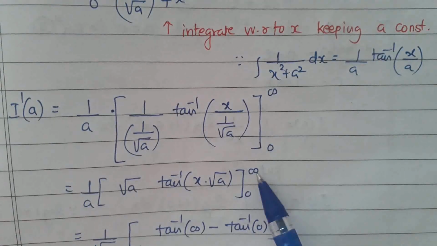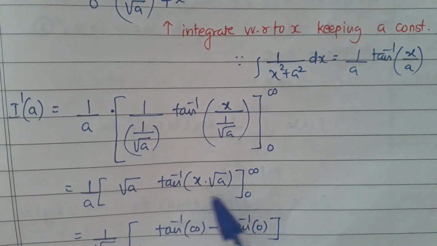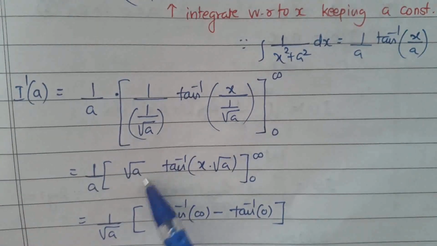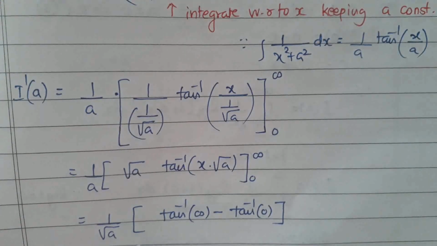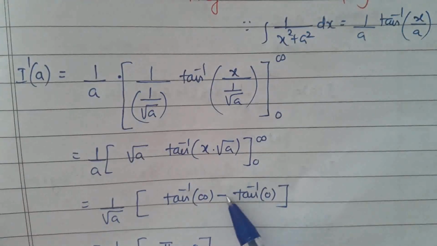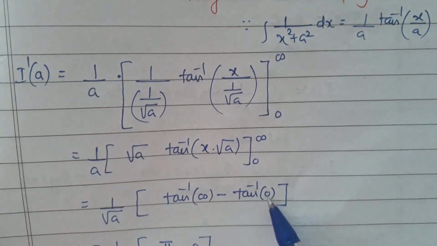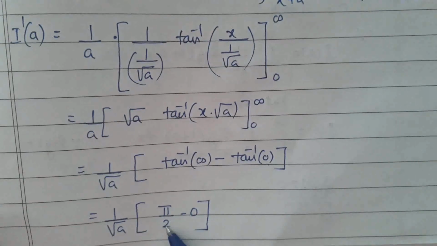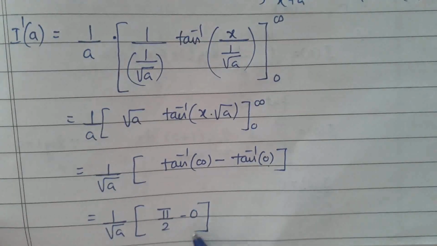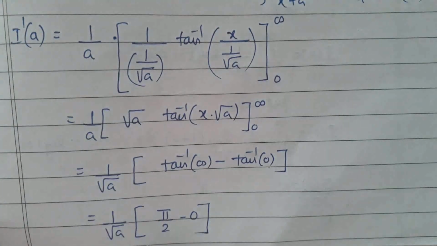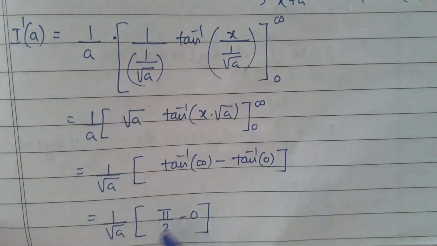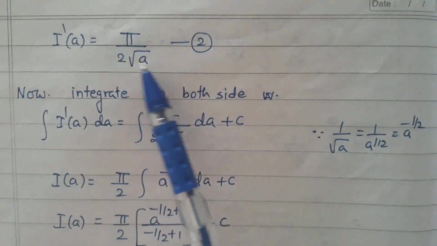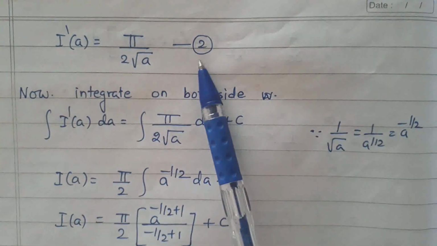Replace x by the upper limit infinity, replace x by the lower limit 0. So in 1 upon a and root a, one of the root a will get cancelled, leaving 1 upon root a, tan inverse of infinity minus tan inverse of 0. We know that the value of tan inverse of infinity is pi by 2. So place this value here, tan inverse of 0 is 0. Therefore this I dash of a is equal to 1 upon root a into pi by 2. Call this equation number 2.